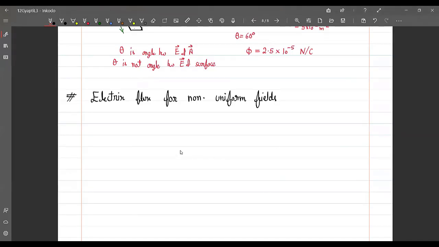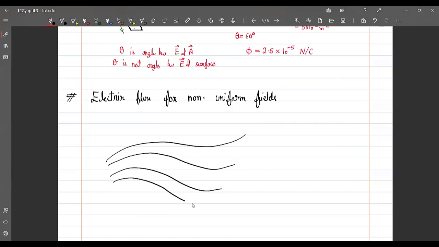So non-uniform fields, they can be like anything, any shape, any variation could be like anything. And if you're having non-uniform fields, E is varying, E is not constant. The value of E at each and every point will be different. So if I draw an area, even I can take area like anything. I can take area like a curvature, not only a particular area.